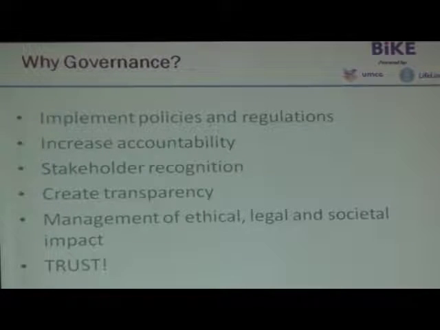And of course, in the management of the ELSI aspects, the ethical, legal and societal impact, governance is crucial to have properly arranged. And the final result of all of this is trust between participant and biobank, researcher and biobank, institution and biobank, and all these other aspects. Next slide, please.